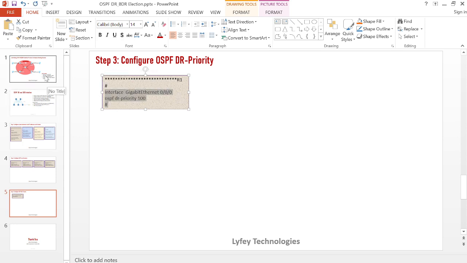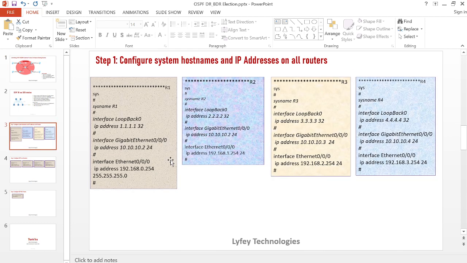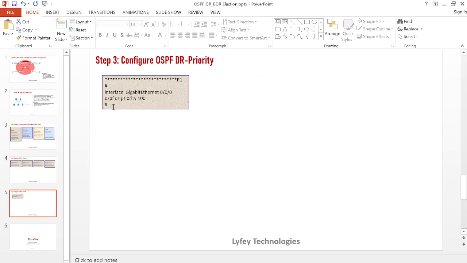Thank you for watching again, and I think this is the end of our lab simulation today. Remember, the configuration steps are simple. You need to assign addresses, and then configure OSPF, and then on the interface of the router that you want to be the DR and the BDR, you can configure the OSPF DR priority.